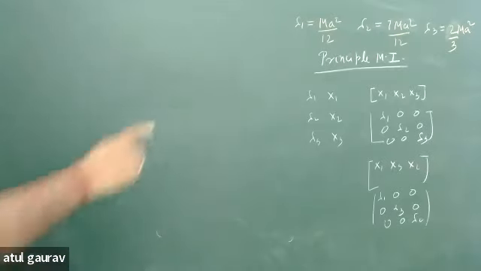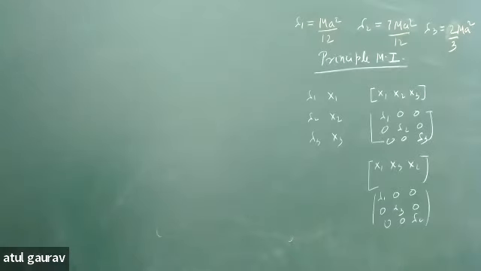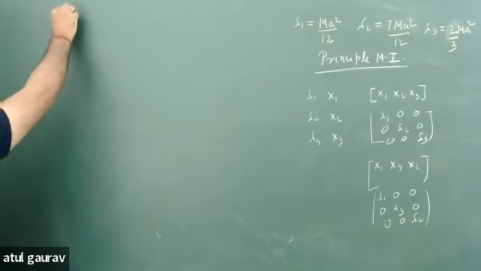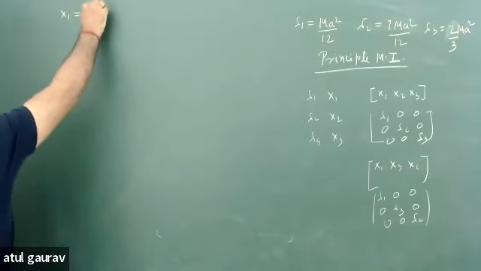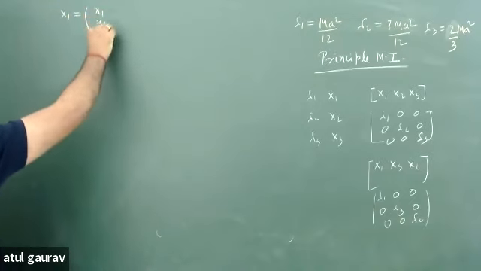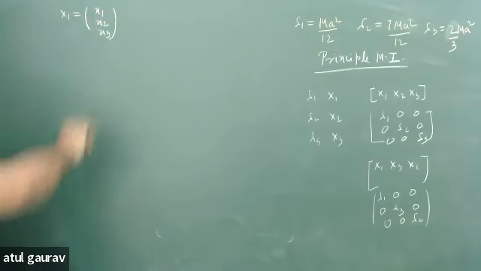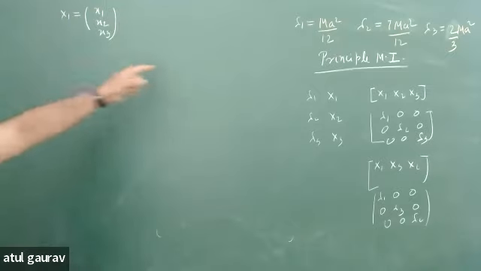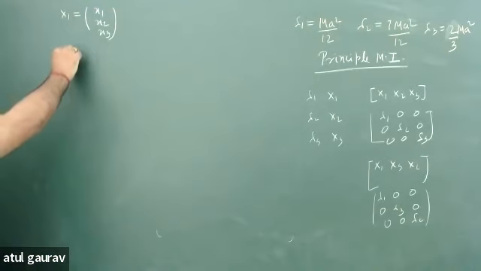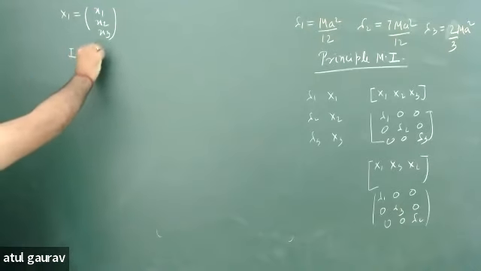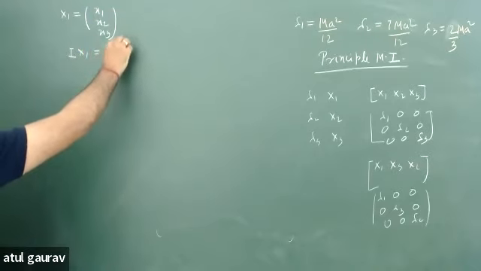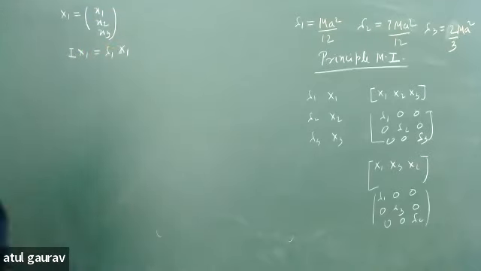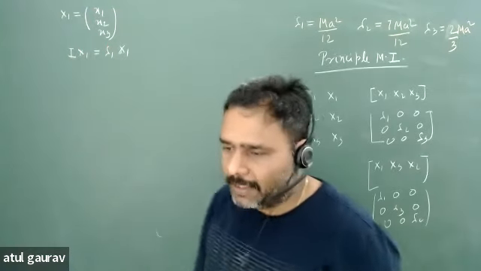Okay, I will give you homework; if you practice this you will understand. If you don't understand, then I will discuss it in the next class, don't worry. So let's put the value of x1, x2, x3. This is my eigenvector corresponding to ma square by 12. Okay, so what you have is I x1 is equal to lambda 1 x1. This is your equation of eigenvalue and eigenvector, right?